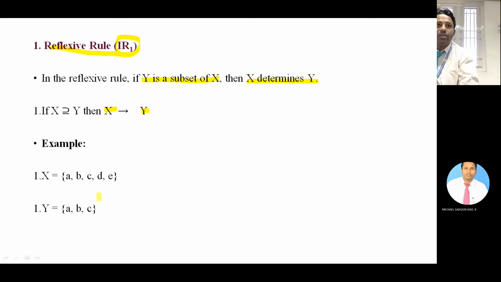x determines y because, suppose x has some set of attributes, say a, b, c, d, e, where y is the set of attributes a, b, c. a, b, c is part of x, a subset of x, so y is a subset of x. So obviously x determines y. That is one functional dependency, and that rule is the reflexive rule.